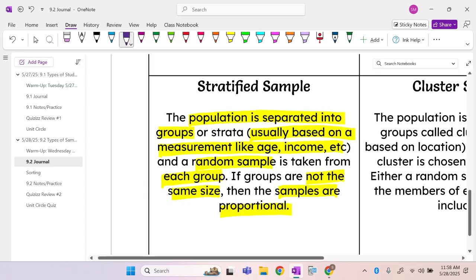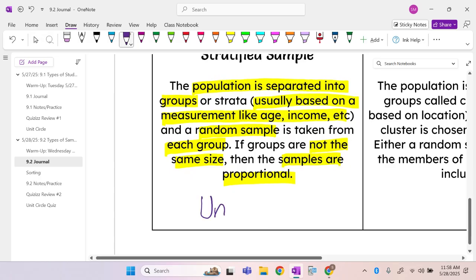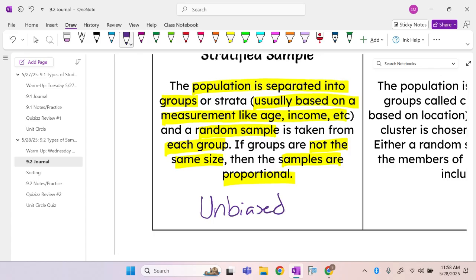So do you think that'll be biased or unbiased? This one's also unbiased. Even though you're picking from different groups, as long as all of those groups are represented in a proportional way, it is unbiased. So for example, going back to the high school one, as long as I take the exact same proportion of samples from each grade level, it's unbiased, as long as it's still randomly selected, which it typically is.